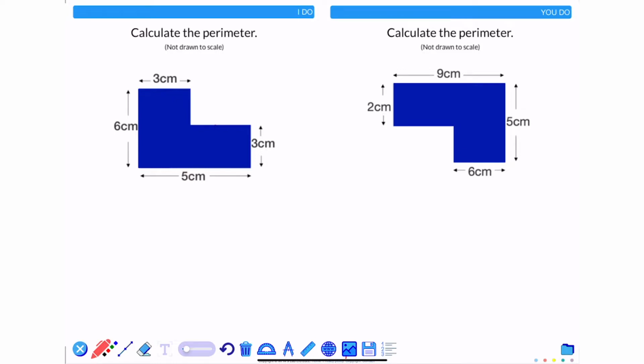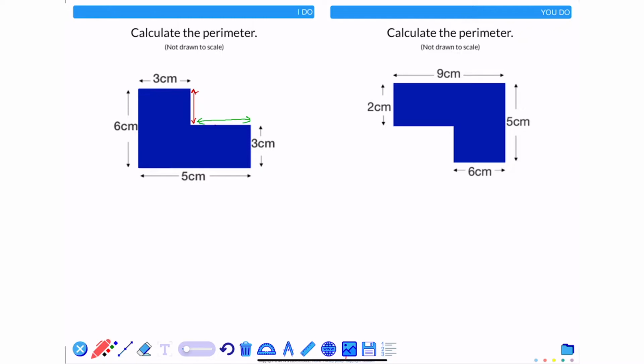In this video, we're going to be looking at how we can calculate the perimeter of a compound shape. Perimeter is the distance around the outside of a shape. So to find the perimeter, we need to find the sum of all the lengths. However, with the example on the left-hand side, I don't have all of the lengths. I'm missing two. This length here, and this length here.